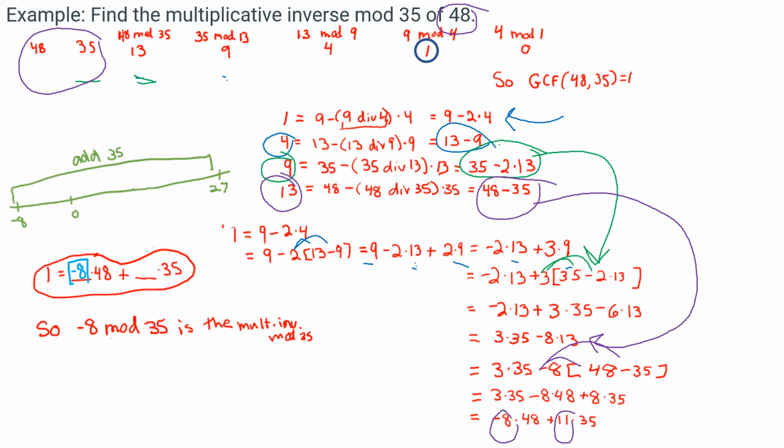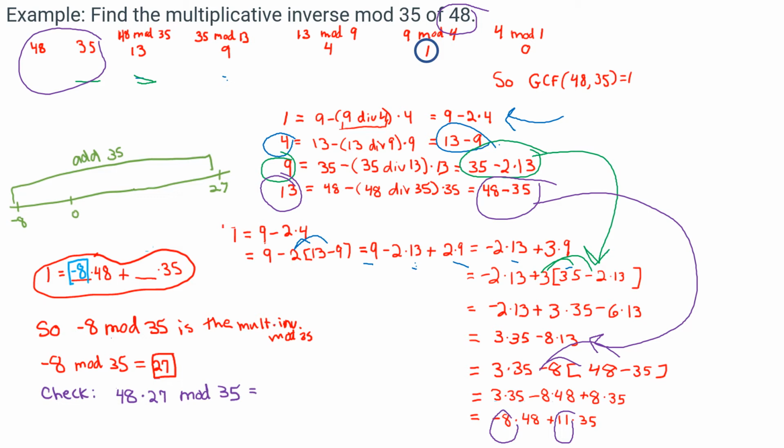We start at the negative number and add in as many 35s in this case as possible until we get up into the positive range and then stop. So we just have to add one of them in and we get up to the positive range. Where we end up is the answer. So we end up at 27. So we would say that 27 is our s mod n, and therefore 27 is our ultimate answer. 27 is the multiplicative inverse of 48 mod 35.